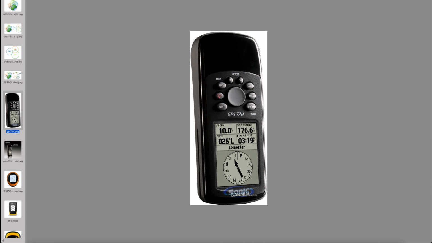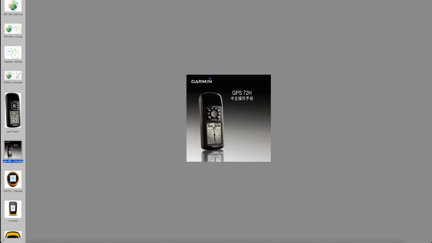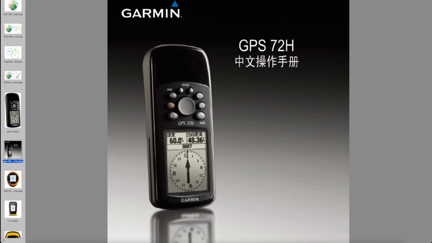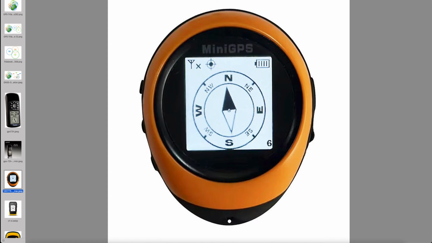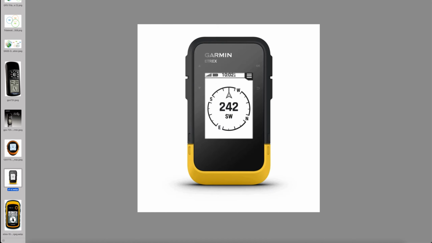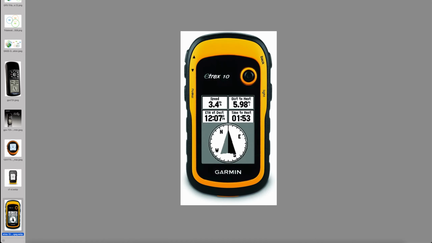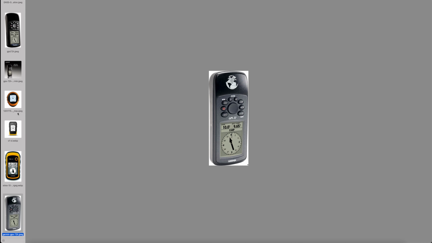So that's not a compass then. Just make this a bit bigger. That's not a compass then. That's not a compass then. Sorry. That's not a compass then.